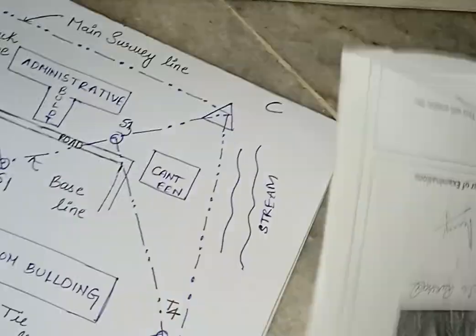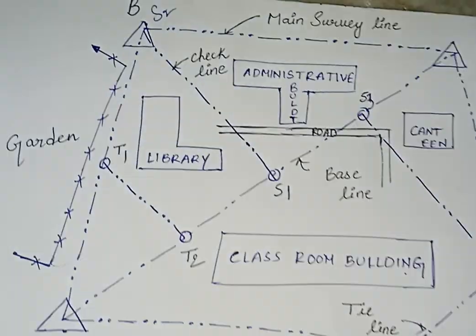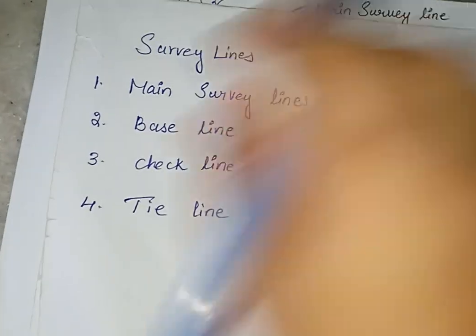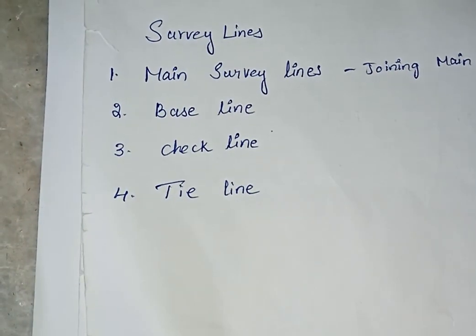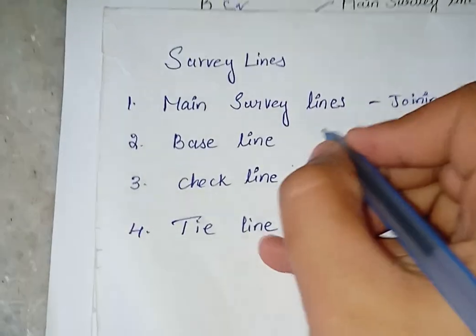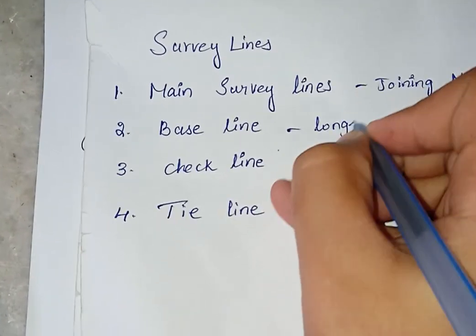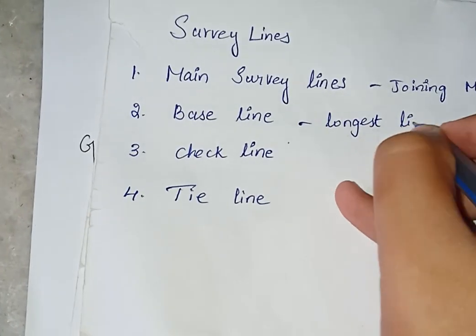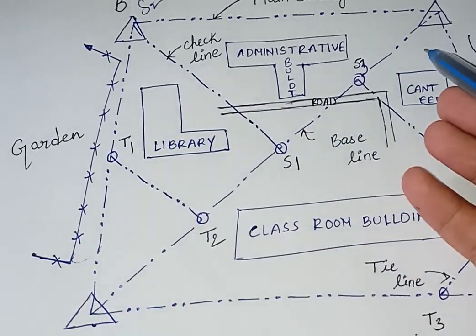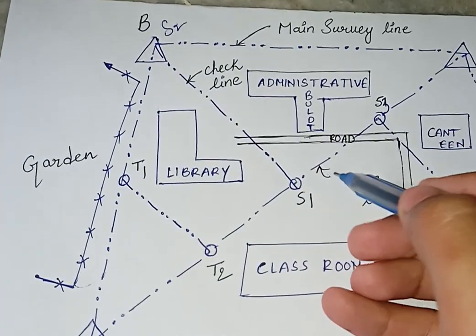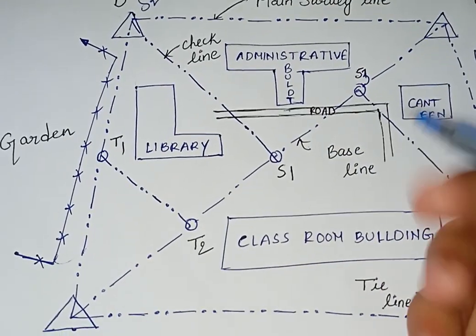Next is base line. What is meant by base line? The longest of the main survey lines of an area is called baseline. Longest line of the main survey line. What is the longest line of the main survey line? This line. This line is known as the longest line of the main survey line. So this line is known as a baseline.